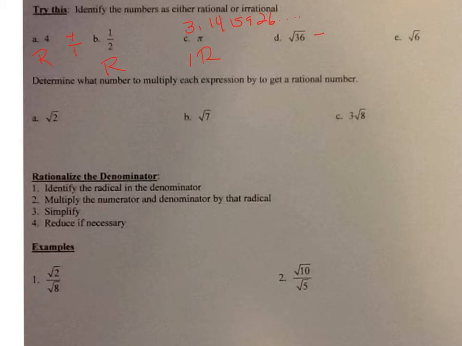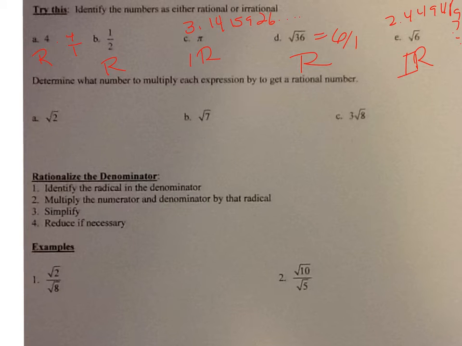The square root of 36. Well, the square root of 36 is 6. So that is rational because that can be written as a fraction, 6 over 1. The square root of 6. So plug that in your calculator, the square root of 6, and you get 2.4494897... It just keeps going on and on and on. So that is irrational.